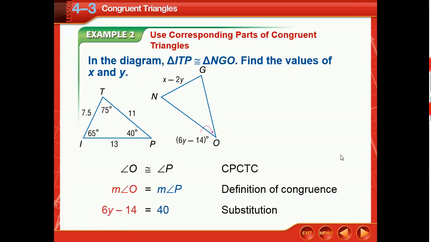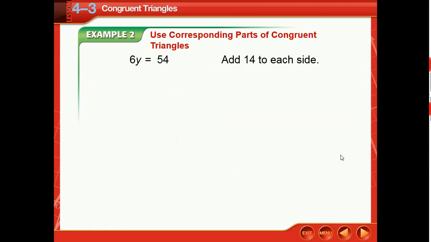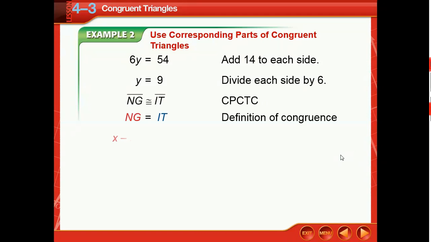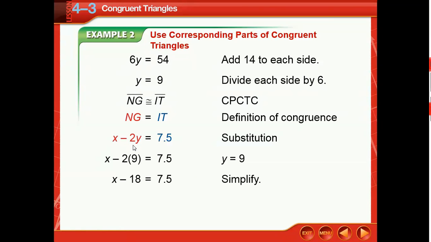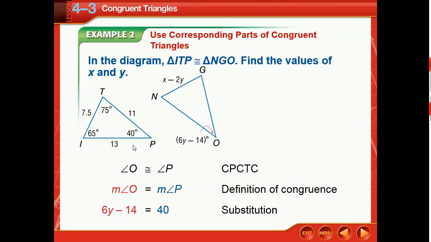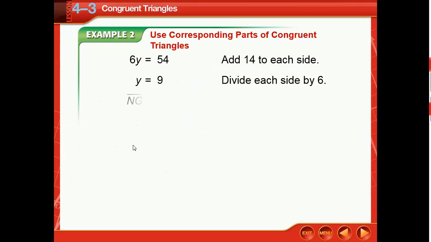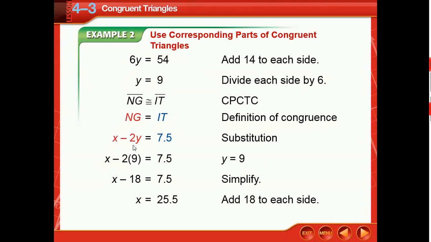All right, so we know 6y minus 14 equals 40. So y has to be 9. Remember, we're going to plug that back in. So we're going to have x minus 2 times 9 now equals 7.5. So x has to be 25.5. Feel free to pause it again if you want to go back and get some here. I went a little fast, sorry. Here's the previous page, if you hadn't paused that. And then there's the rest of the work.